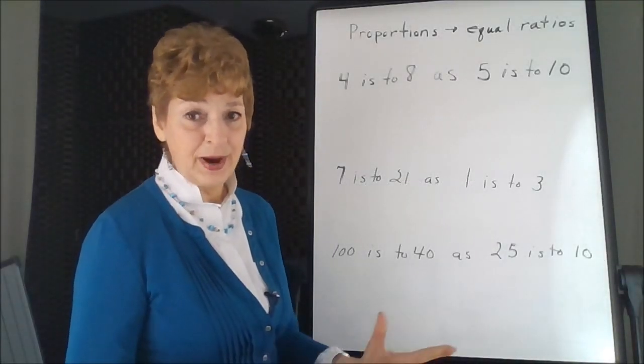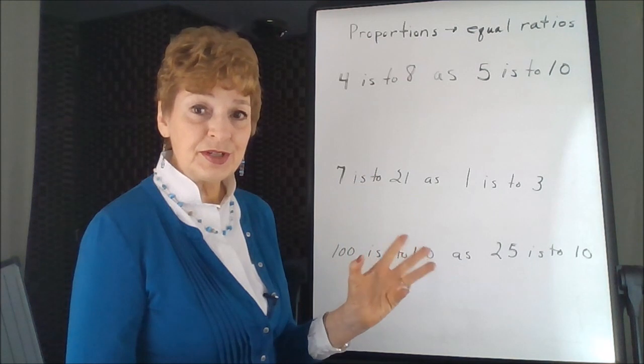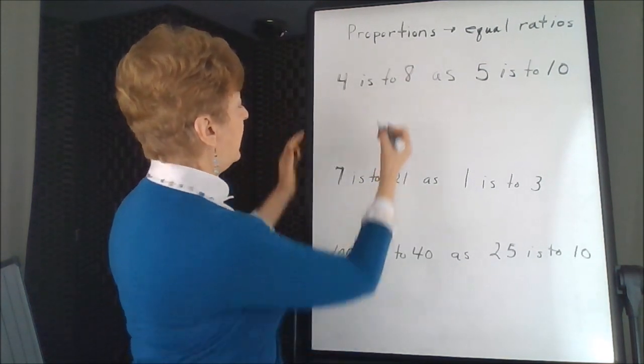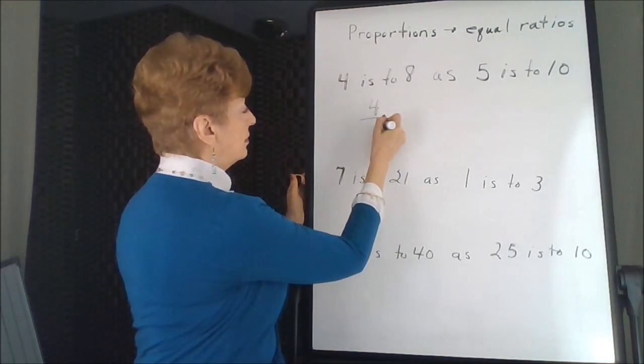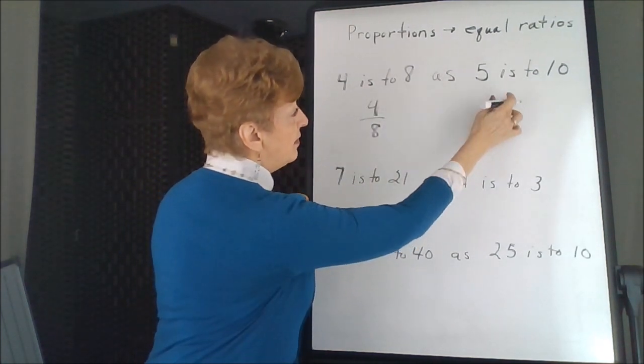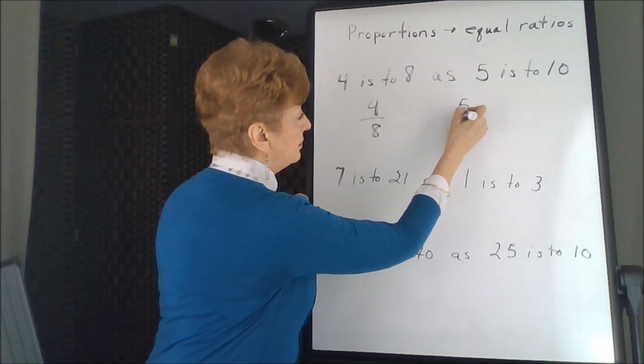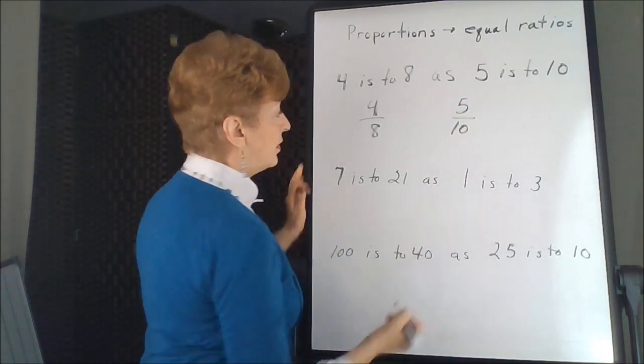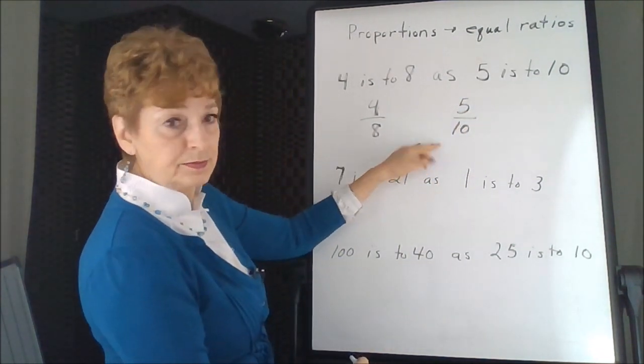Ratios express values to each other. 4 is to 8. That's a ratio. 5 is to 10. Both of those are ratios.